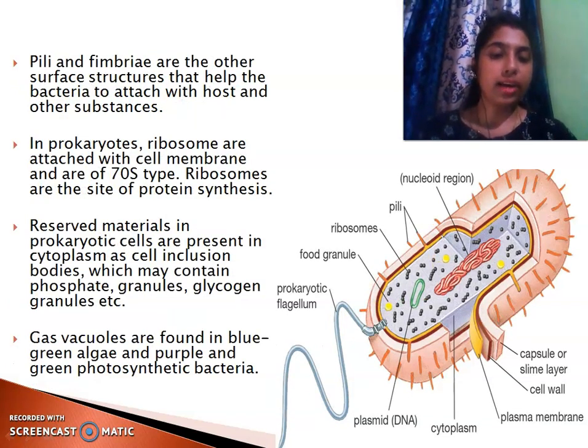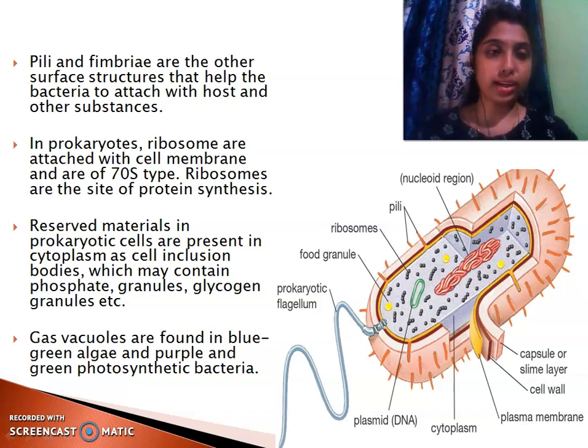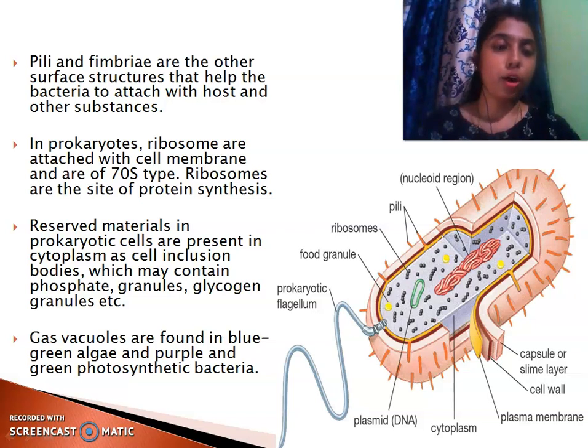Next, you can see that some hair-like structures are present on the entire cell. They are termed as pili and fimbriae. What is the main function of them? They help the bacterial cell or prokaryotic cell to attach to the host cells while they try to infect them. Okay. And pili has also a different function in that it helps in reproduction of the prokaryotic cells. Clear?